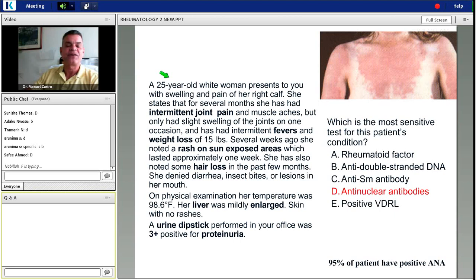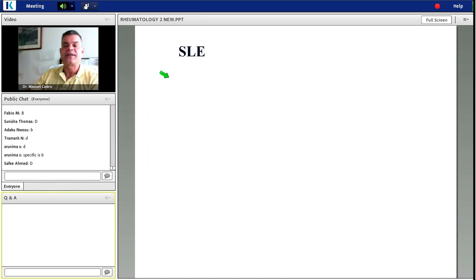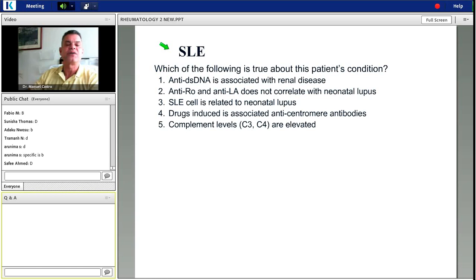But again, in lupus, like in rheumatoid arthritis, one of the things that you have to be careful about is that we use criteria, because you can have a positive ANA on a patient and still not have lupus, right? So these tests are not necessarily very specific. You can have ANAs that are positive in patients with no disease at all. So let's see a little bit more so that we can put all this together. Which of the following is true about this patient's condition?